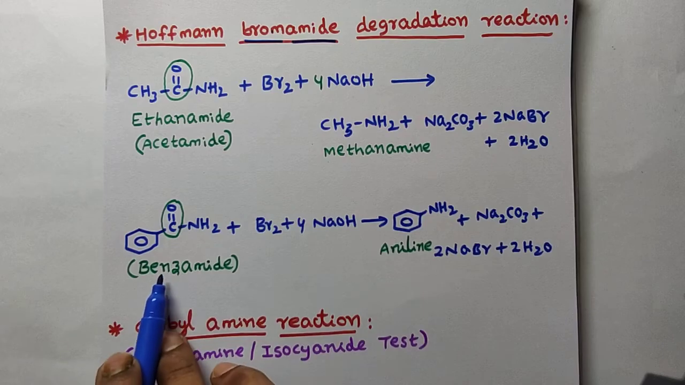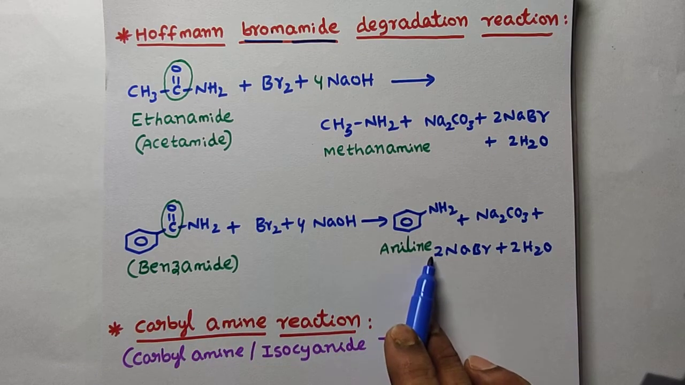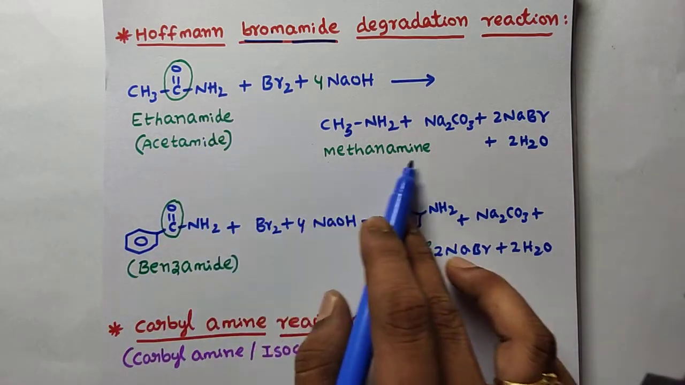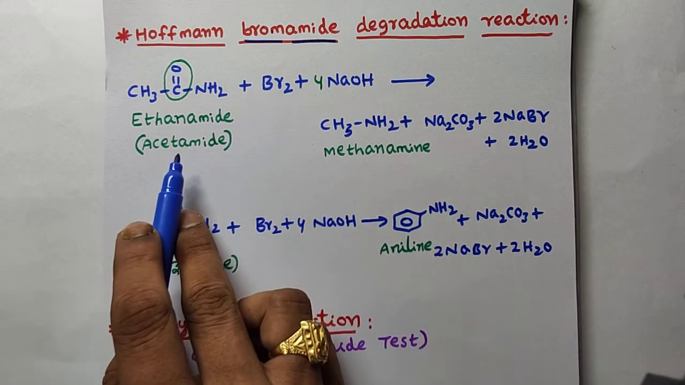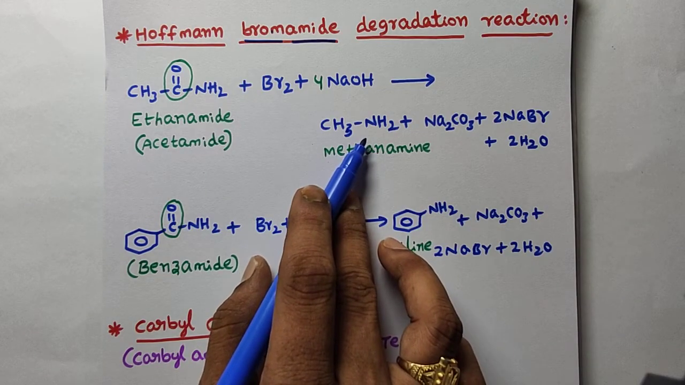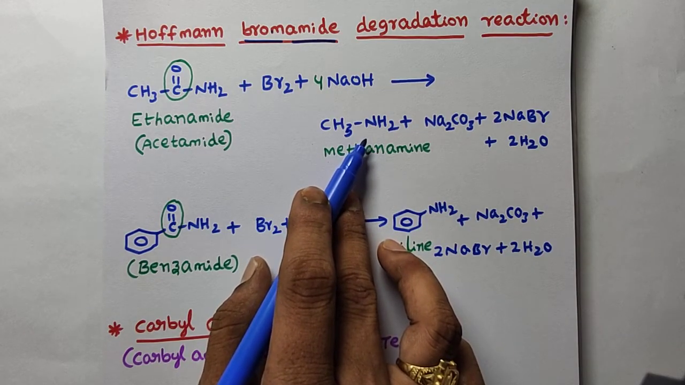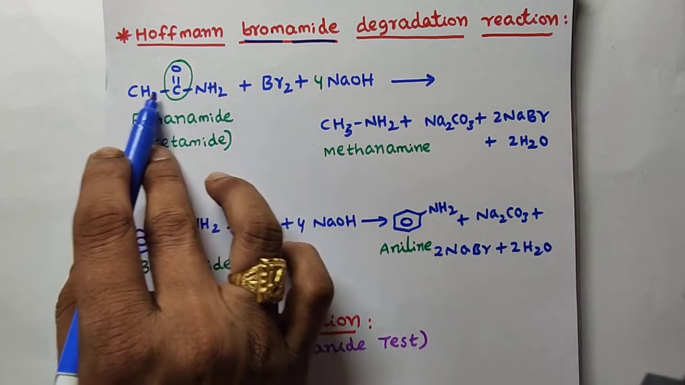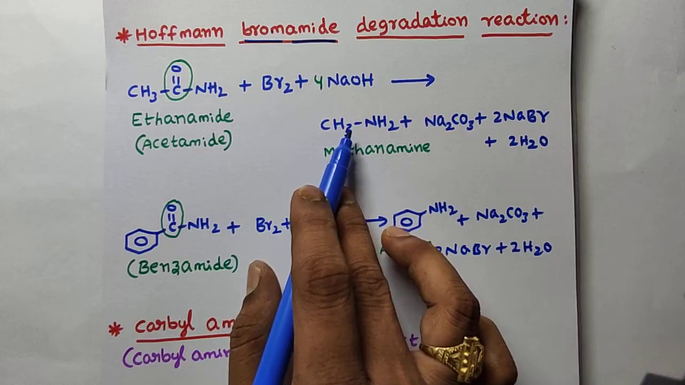In this second example, benzamide is converted into aniline. In the first example, ethanamide was converted into methanamine. If you observe carefully, the product has 1 carbon less when compared with the reactant. Here 2 carbons are there, here only 1 carbon is there.